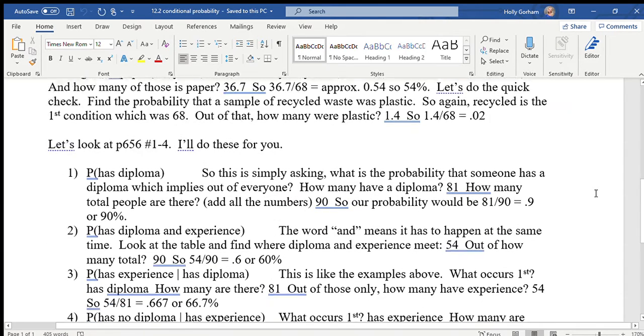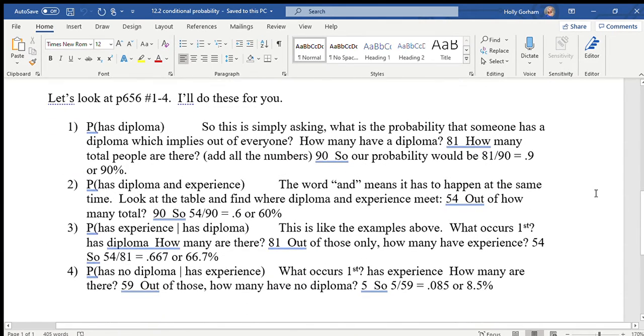Now turn in your book to page 656, and we're going to look at numbers 1 through 4. So if you need to pause so that you can turn to 656, there's a chart that you need to look at.